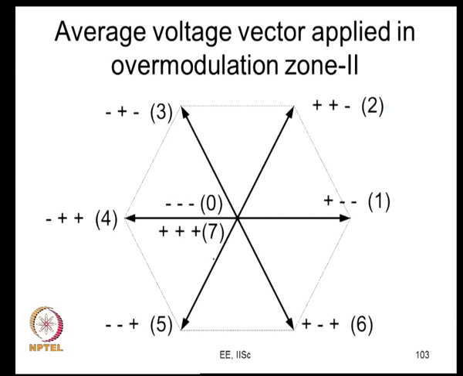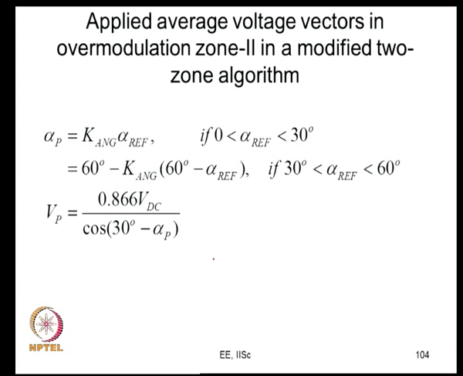Then there are also certain other things that you can really do. See, what happens is you do not have to follow the same algorithm as before. For example, there is another algorithm. This is k ang into alpha ref, if your alpha ref is between 0 and 30 degrees, where k ang is a positive number, 0 less than k ang less than or equal to 1. If I make k ang equal to 1, I am at overmodulation zone 1. I can change k ang; if I reduce it from 1 toward 0, I will be able to increase the modulation.